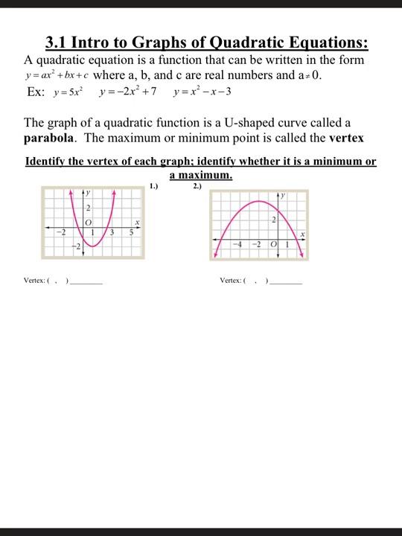Here, I see the vertex is at, actually not -1, but +1 and -2. And I can see it's all the way low, so it's a minimum. Then I go to the next one. I see the vertex is at this point, and that point is -2, 4, and this is a maximum because it's the highest point.